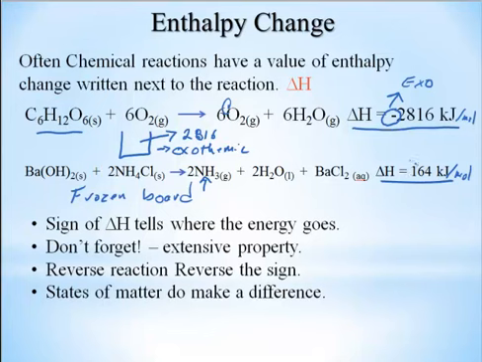Now, do you see the sign here? Well, there's no sign, but since there's no sign, it's a positive sign, right? So that means from the standpoint of our beaker, energy went in. It gained energy, right? So what kind of reaction is that? That is an endothermic reaction. Okay? So this sign is really important. That's what this bullet means right here. Sign tells us where the energy goes. And here's another thing. Don't forget it's an extensive property.